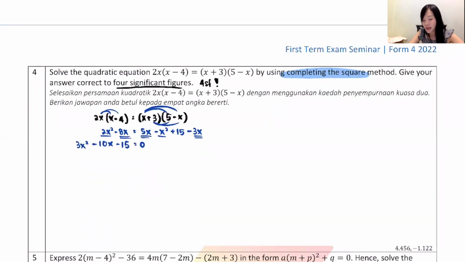Okay guys, just now I said completing the square. I scared you guys forget, so I write the steps here. First step: your a must be positive 1. Correct? Guys, can you tell me what is my a now?